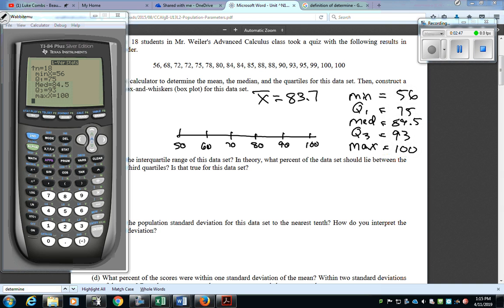So for 56, you put dots above. So 56 would be about right here. 75 would be in the middle. 84.5 would be pretty close to the middle of 80 and 90. 93 is closer to 90 than 100, and then the max is 100. Now for the box plot, the 3 become the box in the middle, the quartiles and the median, and then lines get drawn to the minimum and the max. So the idea here is that as far as data goes, each of these sections has 25% of the numbers in it.